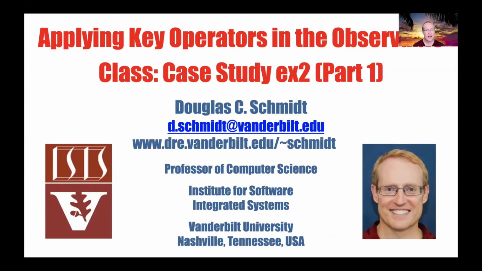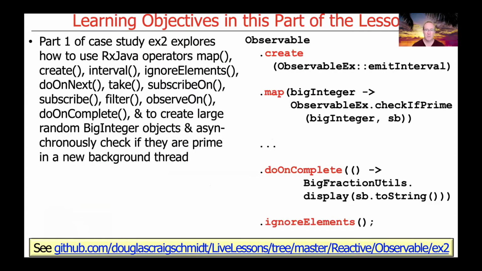Welcome to part one of case study EX2, where we'll describe how to apply key operators we've been discussing from RxJava's Observable class. Part one of this case study explores how to use many of the RxJava operators to create large, random big integer objects and asynchronously check to see if they're prime using a new background thread.